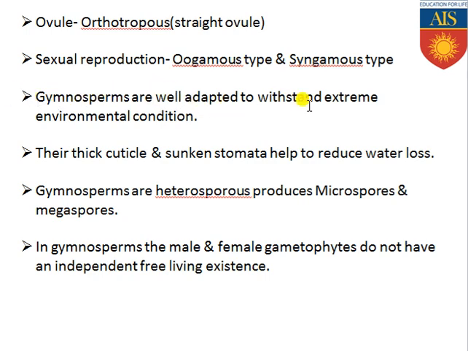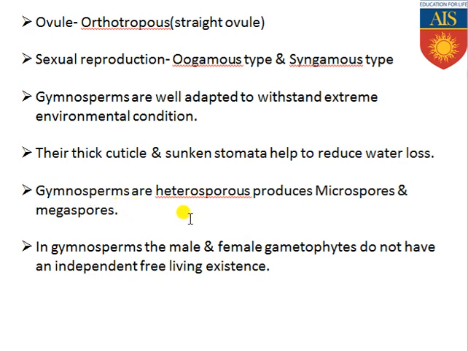Gymnosperms are well adapted to withstand extreme environmental conditions. That means during any kind of natural calamity they can survive. Gymnosperms have a thick cuticle and also sunken stomata, that means the stomata are present quite in depth. Due to the presence of the sunken stomata, obviously the water loss is reduced, because during transpiration the water loss is not maximum, it is very minimum, because their stomata are sunken as well as the cuticular layer is there.